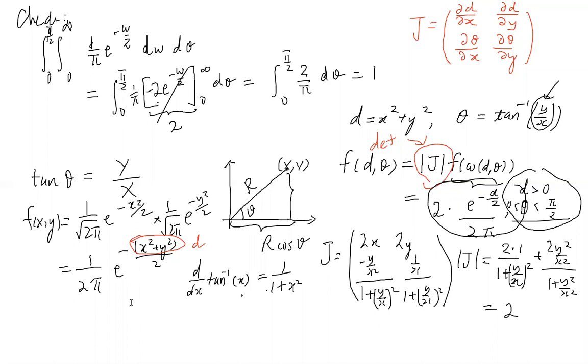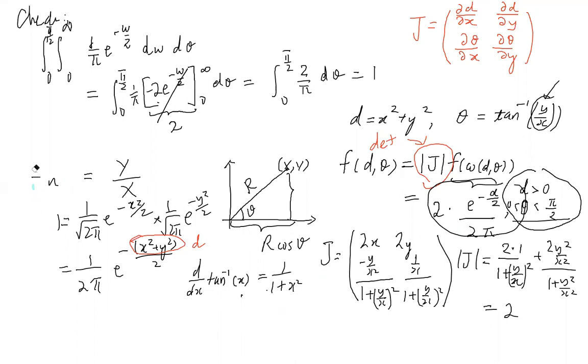Now, we don't want to restrict theta to only the first quadrant, right? We want to extend it over the entire 4 quadrants. So from 0 to 2 pi instead of 0 to pi over 2.